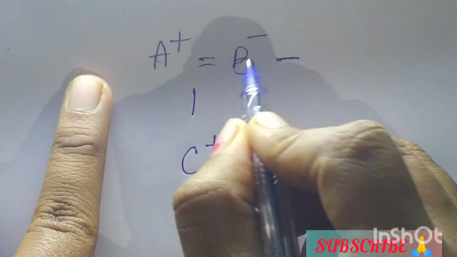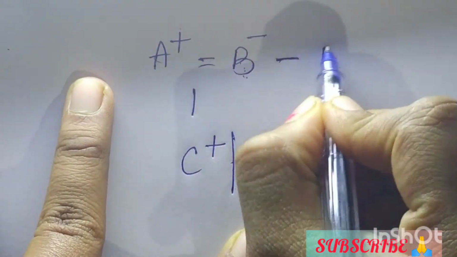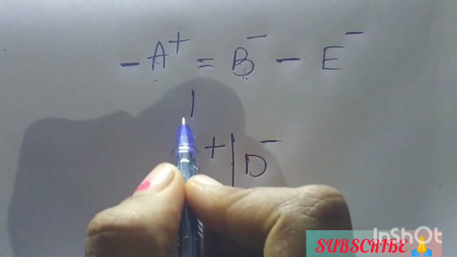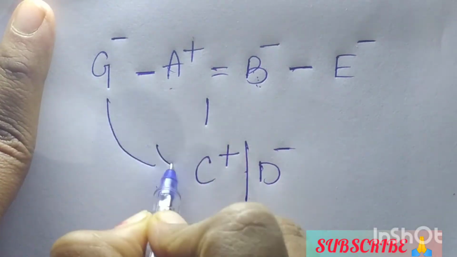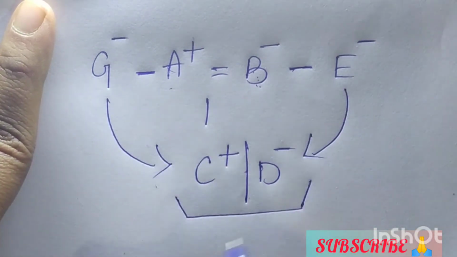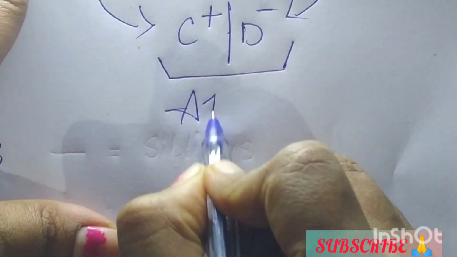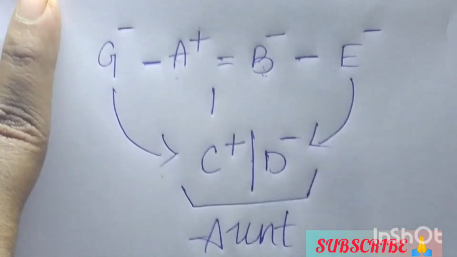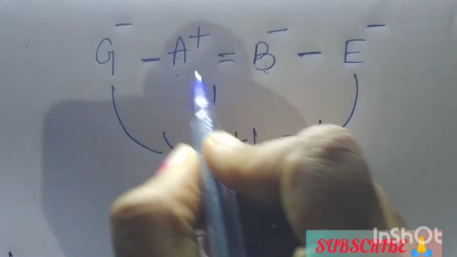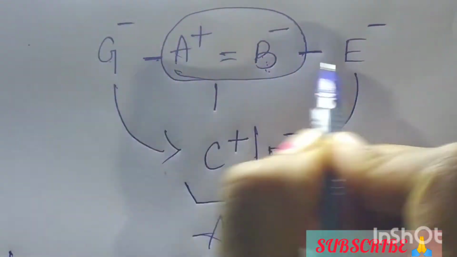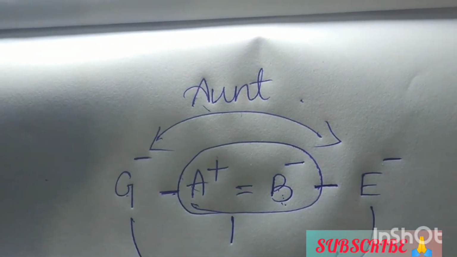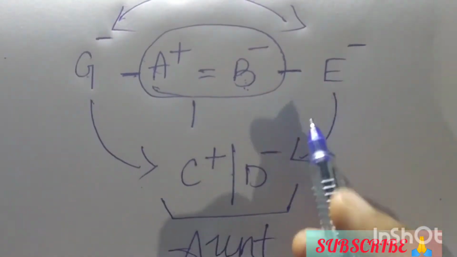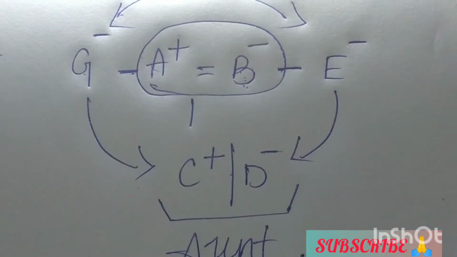B is mother, right? Mother's sister, E. And A is father, father's sister, G. The relation is the same. That is aunt. So we call parents' sisters aunt. Again here also it's the same: the mother's side is maternal and the father's side is paternal.